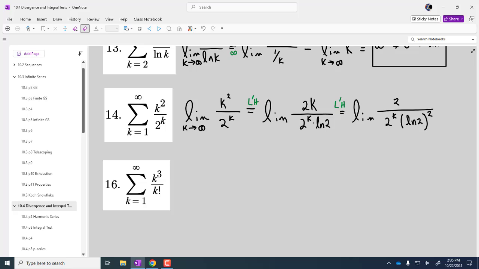Now this is not indeterminate. What's that limit? Zero. So therefore, inconclusive. So that limit is 0, so inconclusive. This series might converge or it might diverge. We have to do further math.